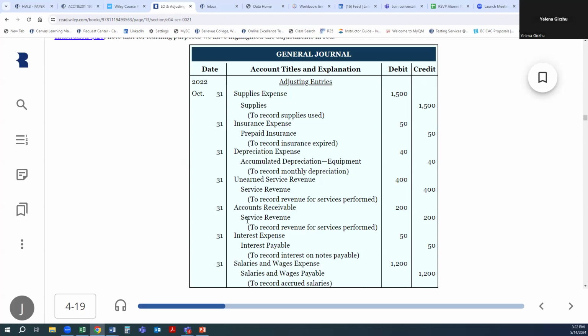All right, you got three more, Yelena. And I don't think we have time to do the closing journal entries unless you really need it. Debit accounts receivable, credit service revenue. What categories are involved? What statements are involved? Okay, so accounts receivable is balance sheet, right? And it's debited.